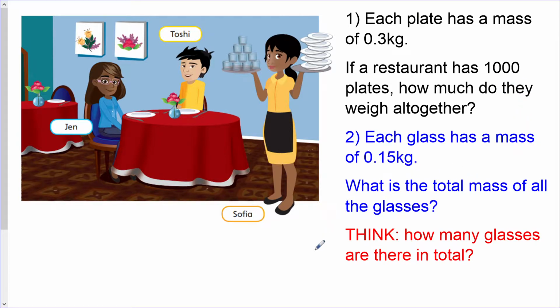And question number 2 says, each glass has a mass of 0.15 kilograms. What is the total mass of all of the glasses? And I've given you a little tip here. You might want to think about how many glasses there are in total on this picture. So the first thing you might want to do is count how many glasses there are. And if one of those glasses weighs 0.15 kilograms, how can we work out what all of those would weigh together? So you need to now pause this video and calculate the answers to those two questions, and then very soon we will go through the answers and you can mark them for yourself. So please pause the video now.